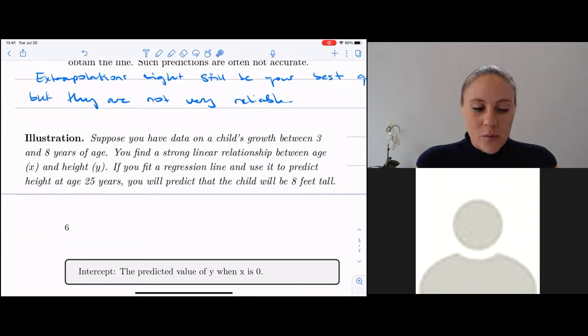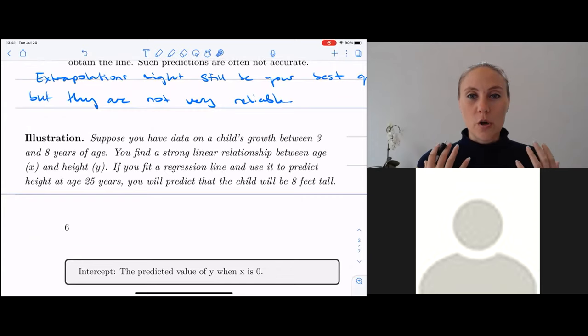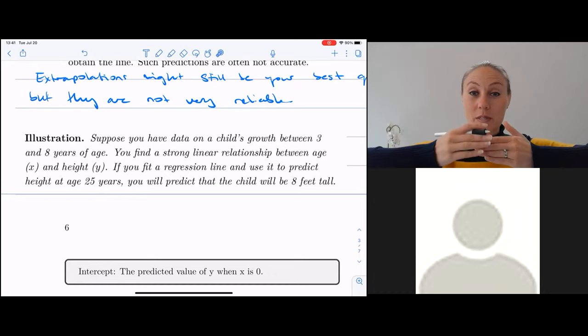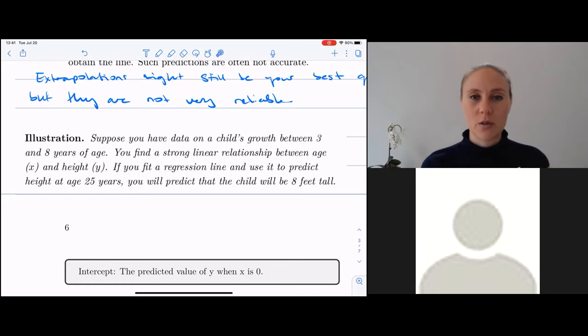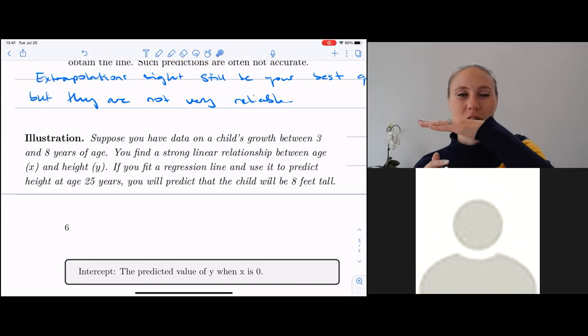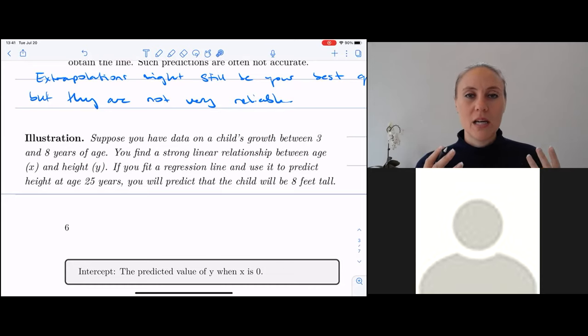A lot of the time we have some background knowledge. For example, we all know that at some age we stop growing, right? You grow and you grow steadily, with a linear relationship, as you age. And then at some point we start to plateau, and we understand that. But sometimes we might not have that understanding of the background of the data, and so that's why you want to hold off if you find yourself extrapolating.